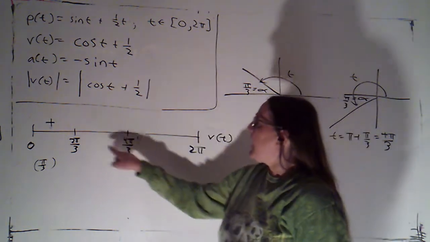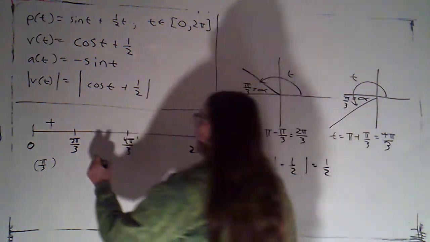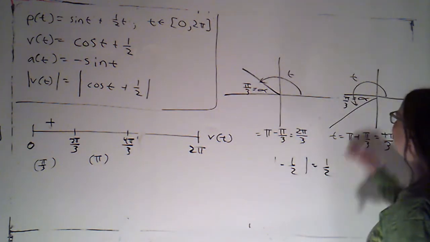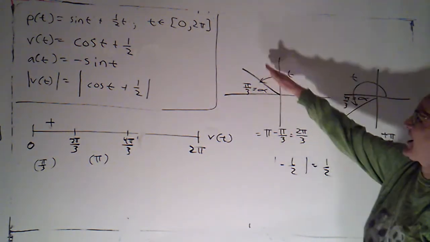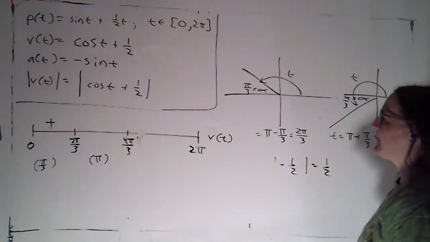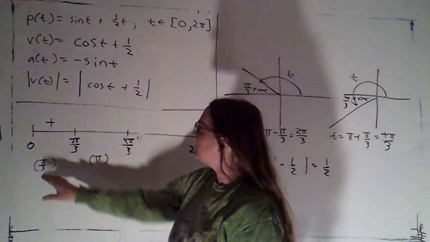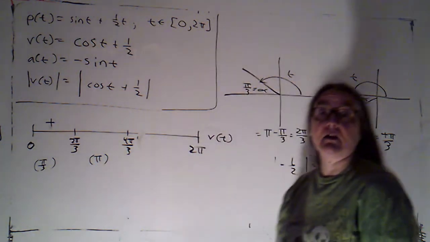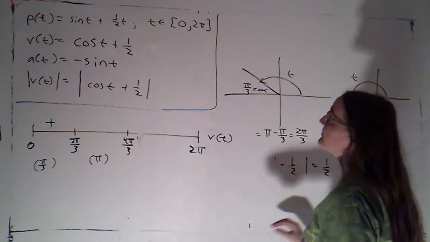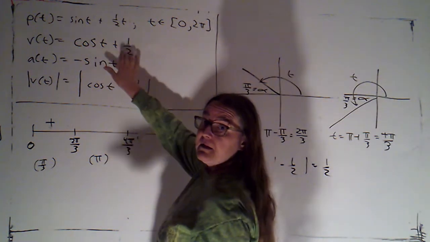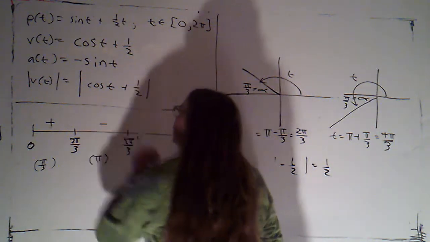Now, between 2 pi over 3 and 4 pi over 3, I'm going to pick pi. I like to pick quadrantal angles when I can, and I can easily see that when I pass from quadrant 2 to quadrant 3, that's going to involve passing through pi. I suppose I could have here actually chosen pi over 2. That would have been a convenient quadrantal angle. Cosine of pi is -1 plus 1/2. It's still going to be negative.